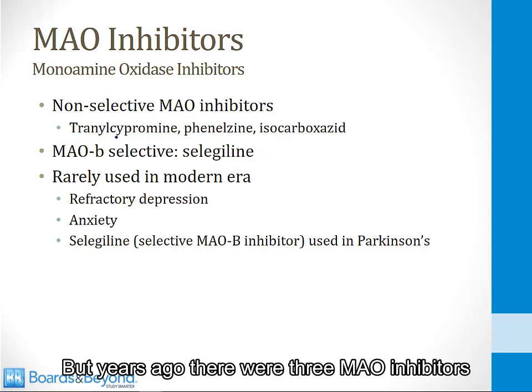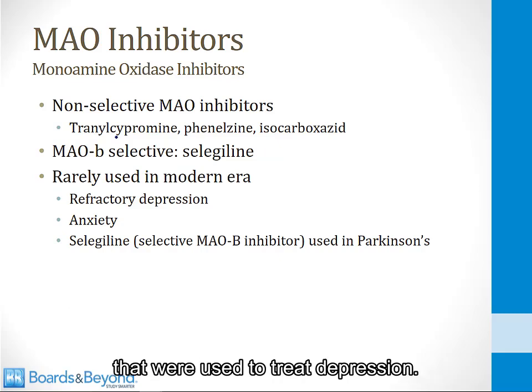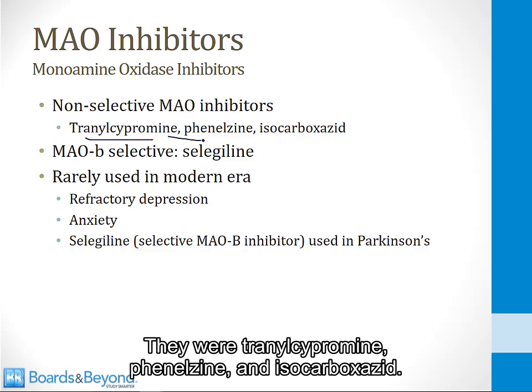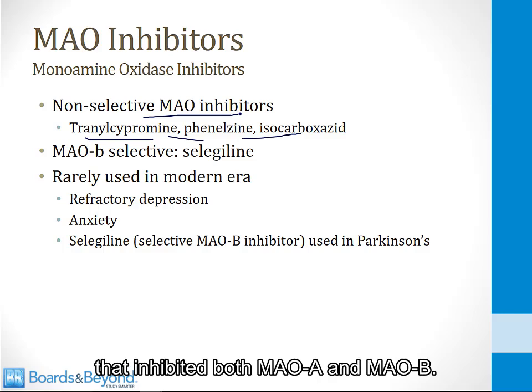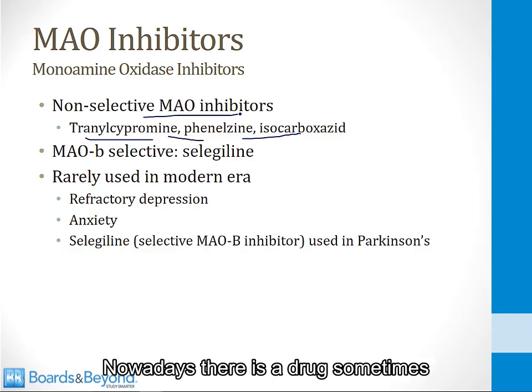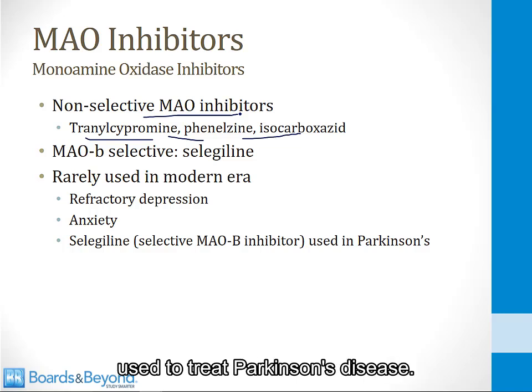But years ago, there were three MAO inhibitors that were used to treat depression. They were tranylcypromine, phenelzine, and isocarboxazid. These were non-selective MAO inhibitors that inhibited both MAO-A and MAO-B. Nowadays, there is a drug sometimes used to treat Parkinson's disease.